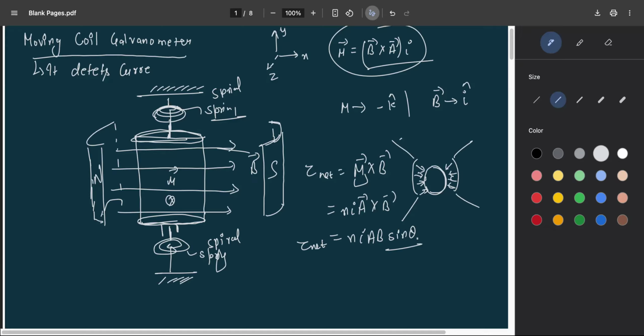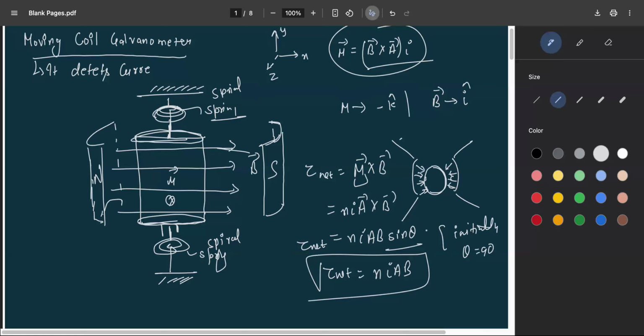At the initial condition, for every coil the theta was 90 degrees. So you can say that this is the net maximum torque, the maximum value for torque. Clear, Kirtana?